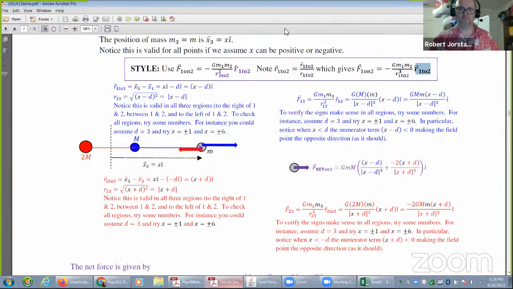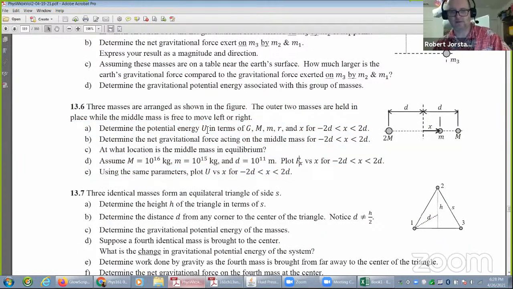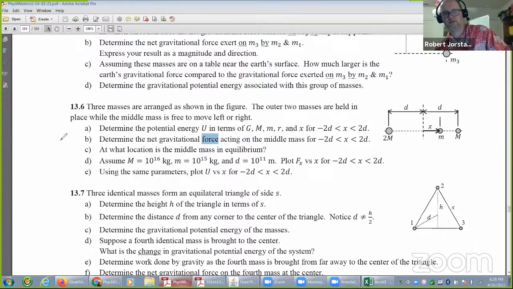Now, that's a tough problem, but I'm going to let you look at it. Another trick here, this is wild. You could first calculate the potential energy. How do you get from potential energy to force? Do you remember? How does one calculate force from potential energy?